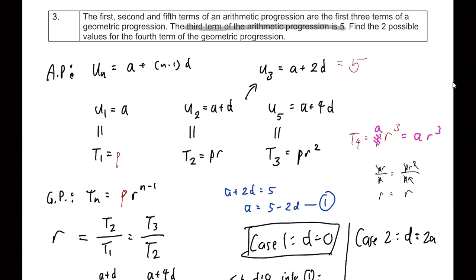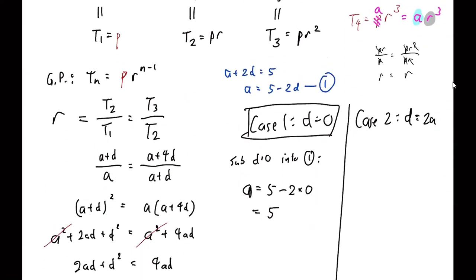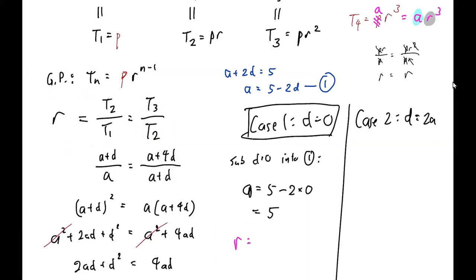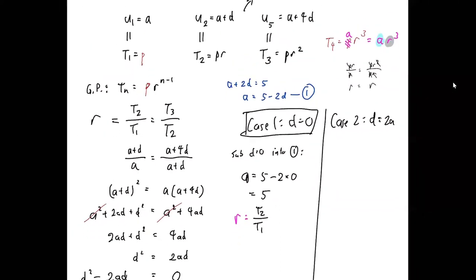So what are the two ingredients we need to find T4? We need to find out what is A. We need to find out what is R. Okay, so we already did that. We found out A is 5. What else do we need? Now we need the R. So what's R equal to? Oh, right over here. R is equal to T2 over T1 or T3 over T2, right? The ratio of the geometric progression. So that means I can just use the formula R equals T2 over T1. In this case, don't use the PR over P. The P will cancel off. You're left with an R again. That's not useful. Instead, use the A plus D and the A.